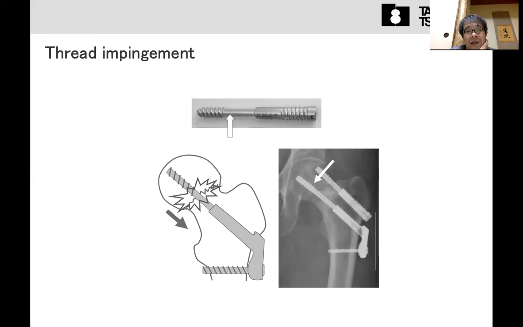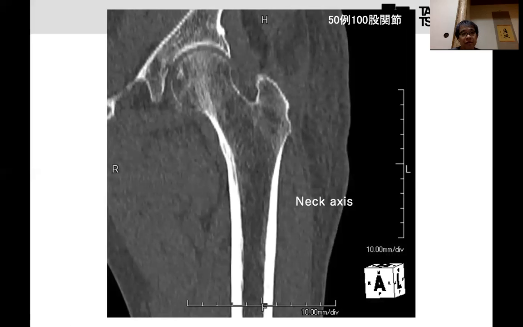So again, this is a thread impingement. Sometimes this thread impinges on the femoral neck fracture. If the thread comes to the fracture line, afterward the sliding never occurs. So this thread should be shortened.